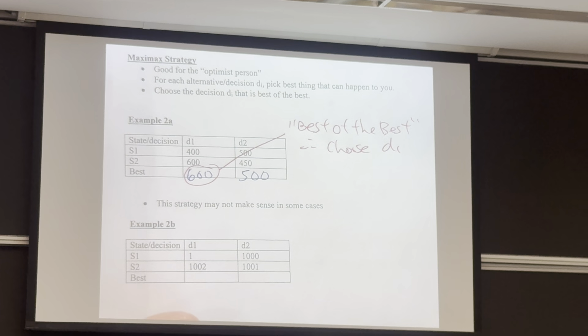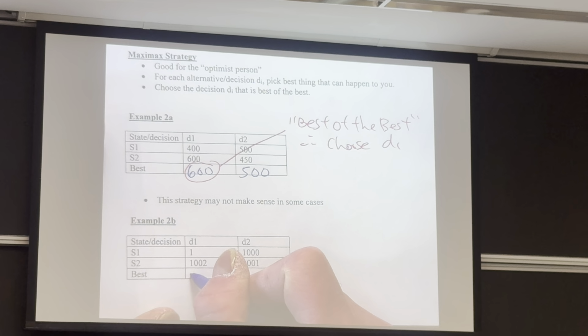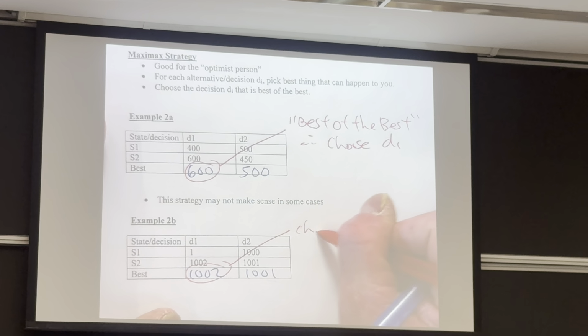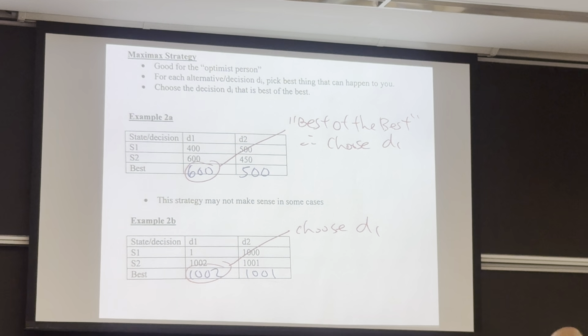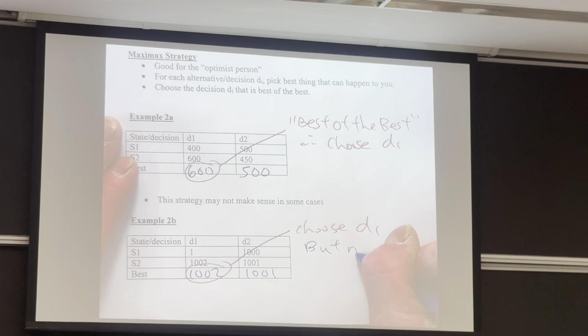Again, sometimes it just doesn't make sense to do it like that. For example, over here, if you choose D1, the best you can end up with is 1002. If you choose D2, the best you can end up with is 1001. And so you would choose D1, right? However, this makes no sense, because if you choose D1, you run the risk of ending up with just $1, and all for just a $1 gain here.